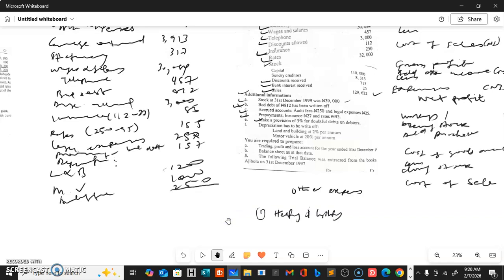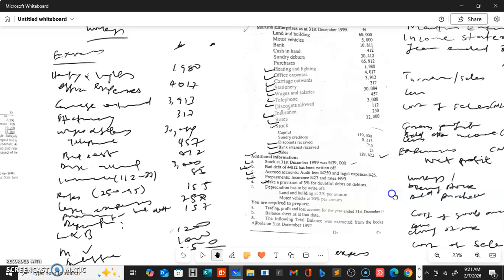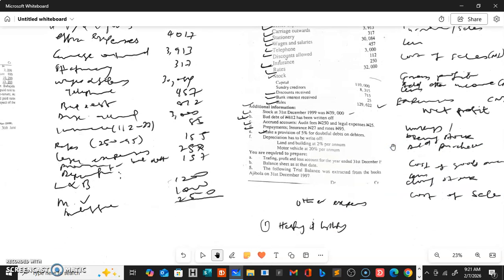Okay, so let me use my calculator to do that. 5% of doubtful debt. Let me check the bad debt again. Okay, bad debt is okay. Doubtful debt is 3412. So 5% of 3412 should give us 1520.6. Okay, this is where the error is. It's 1520.6, not 157. That should give us 1521.